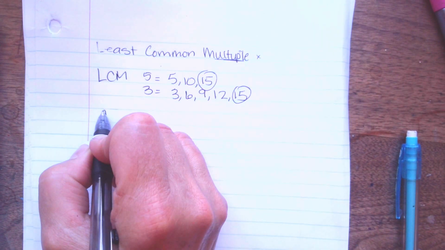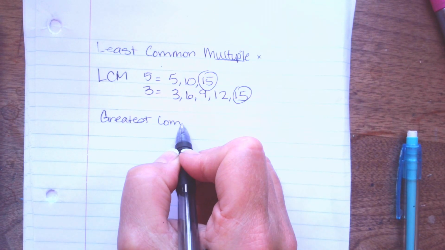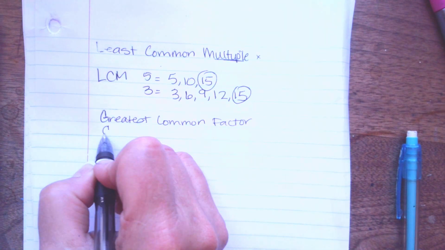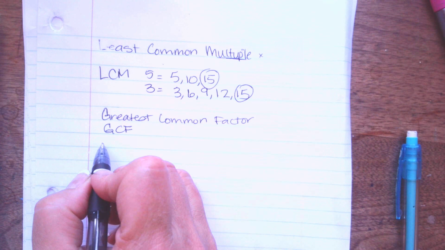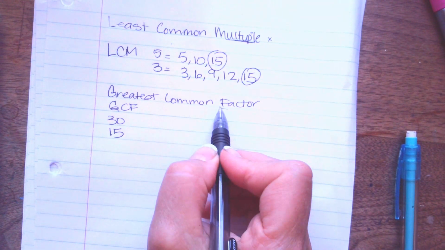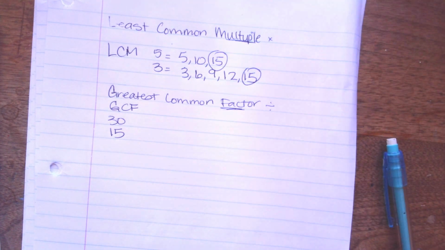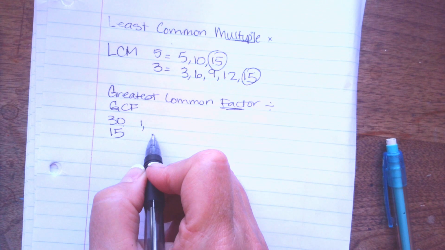My greatest common factor is also called a GCF. So if I have the numbers 30 and 15, the factor means that I'm dividing. I'm finding out what divides into 30. So I'm always going to start with 1, and I'm going to go through all the numbers.